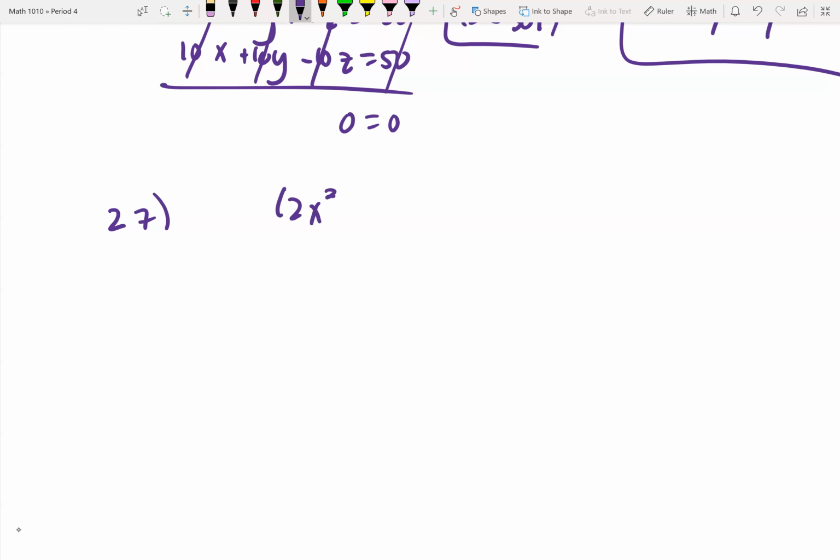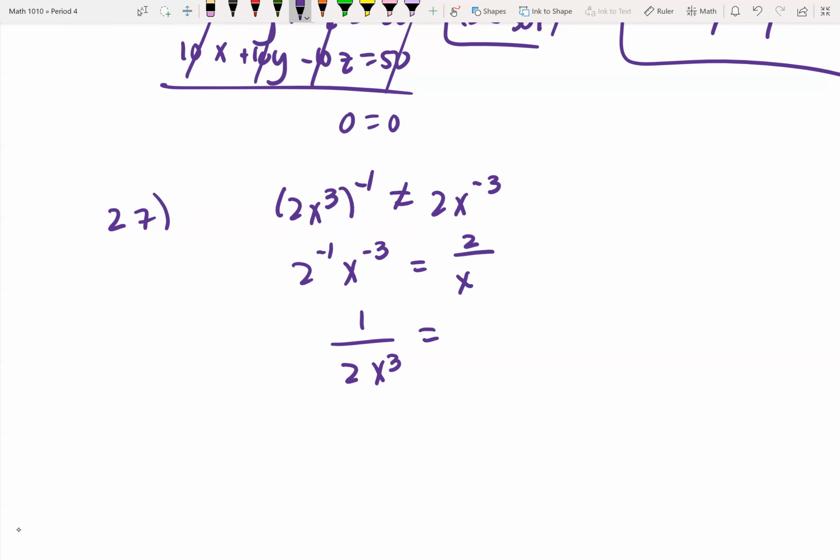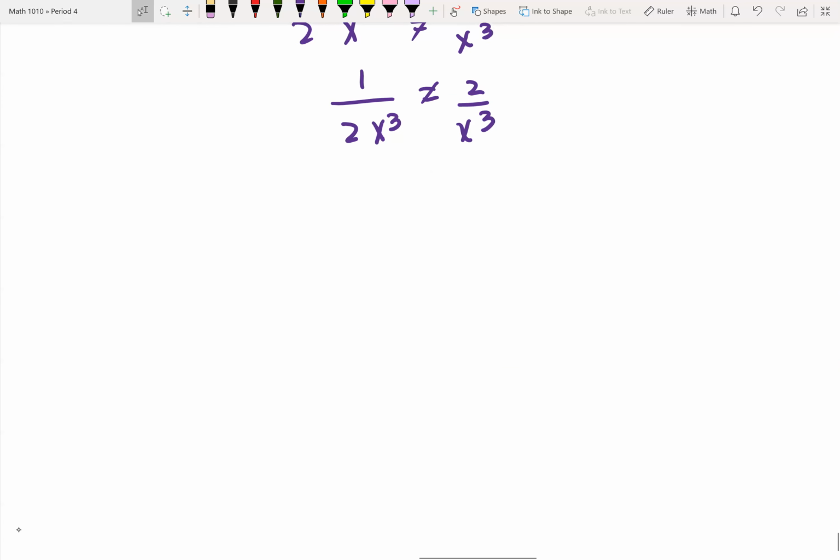Okay, here's 27. So I have this. Why are these not equal to each other? Well, let's simplify that and simplify that. The one on the left is 2 to the negative first times 2x to the negative third. Then I'm going to pull those down, and the 2 becomes a positive, and the x exponent becomes a positive. This one right here, the 2 stays up, and the x comes down. So that's why they are not equal, because the 2 is not to the negative exponent on the one on the right. Okay, question 28.